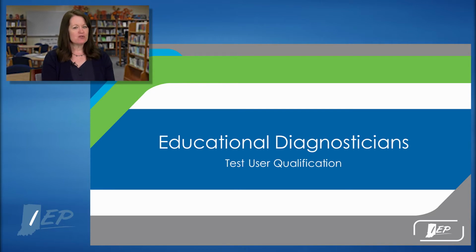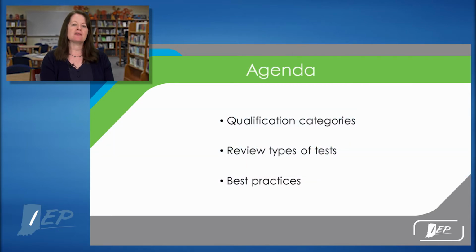This is our episode 2, centered around test user qualifications. So we're going to be exploring some different topics related to this. We're going to look at the different qualification categories that some of the test companies use, review different types of tests that fall into these categories. And then we'll also be talking about some of the best practices, because just because a test company will sell us something or tell us that we're okay to use it doesn't necessarily mean that we really should be. So we need to think about some of those best practice kinds of situations.